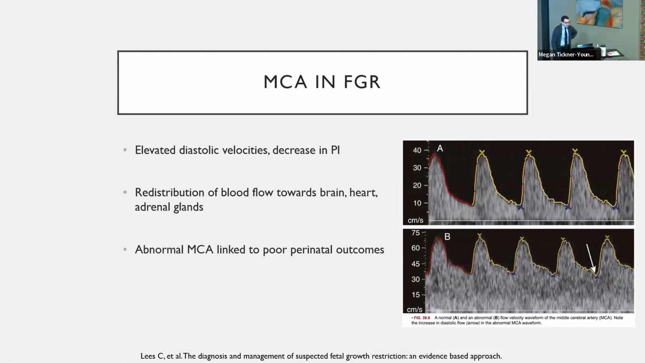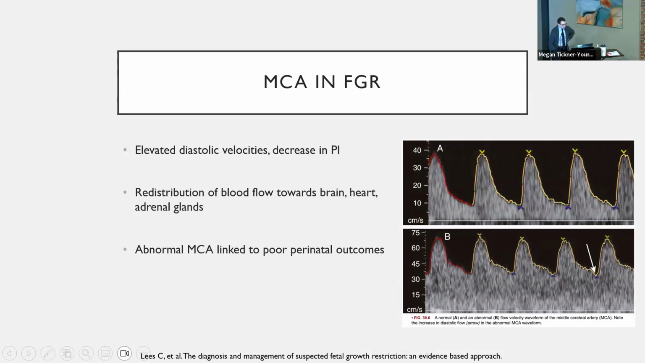Altered flow through the MCA is also seen in placental insufficiency. While sometimes you can see an elevated peak systolic velocity, the key part of this change in the MCA flow is the elevated diastolic velocities. That's represented here, which is seen as a decrease in the pulsatility index.